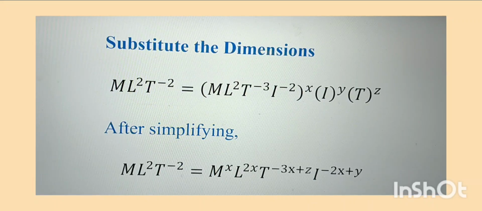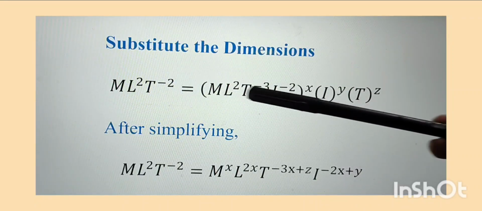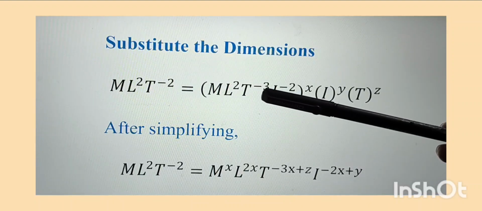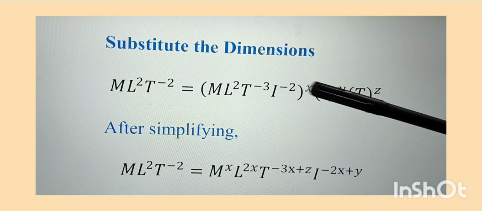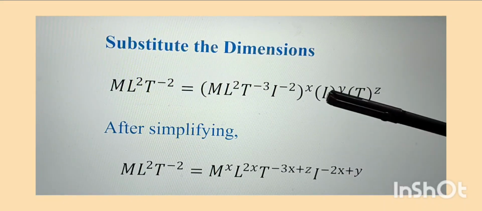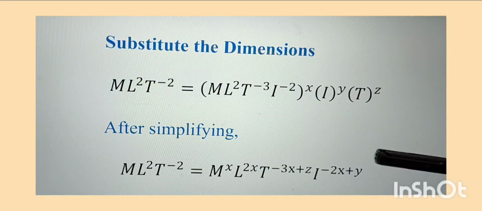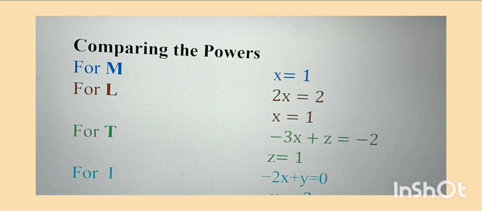So, after simplifying we get M to the power X, L to the power 2X, T to the power minus 3X plus Z, and I to the power minus 2X plus Y. So, this is the equation. Now, comparing the powers of each fundamental quantity.